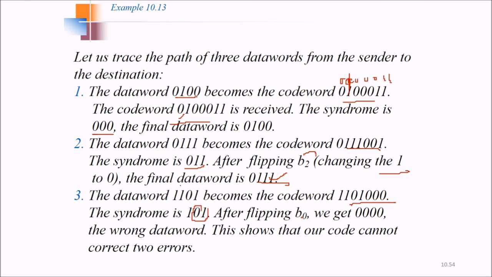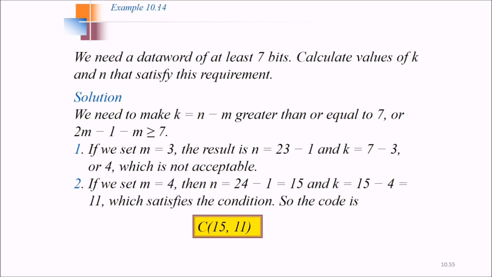So the data word 1101 becomes the code word 110100. Syndrome is 101. We flip the B0, we get 0000, the wrong data word. This shows that our code cannot correct 2 errors. So we need a data word of at least 7 bits. As we have seen, let us calculate the values of k and n that satisfy this requirement, that we need a data word of at least 7 bits.